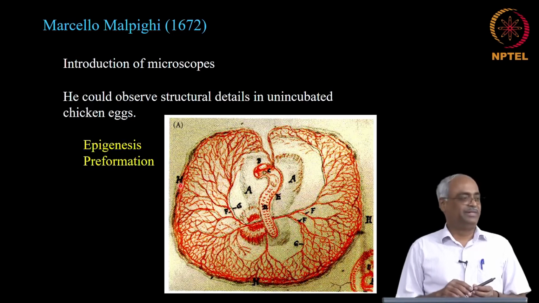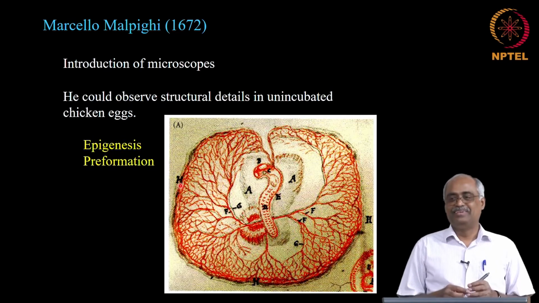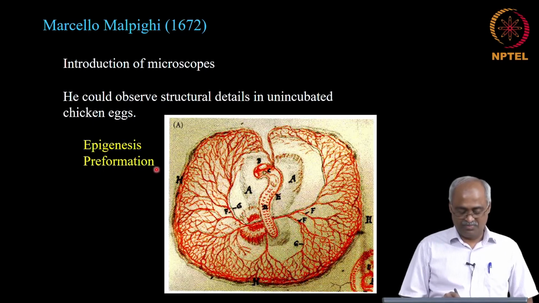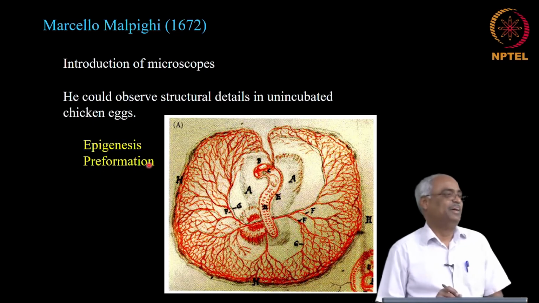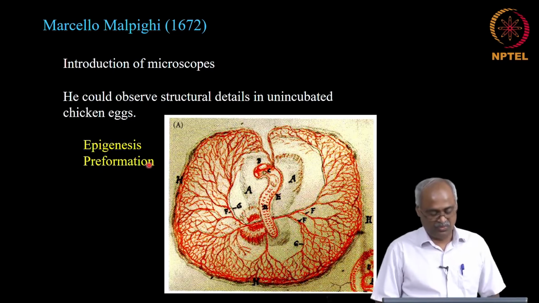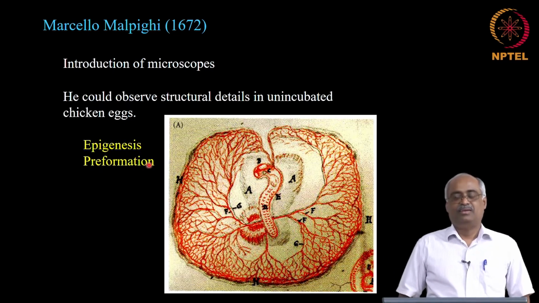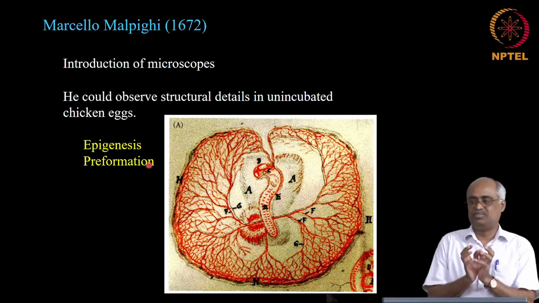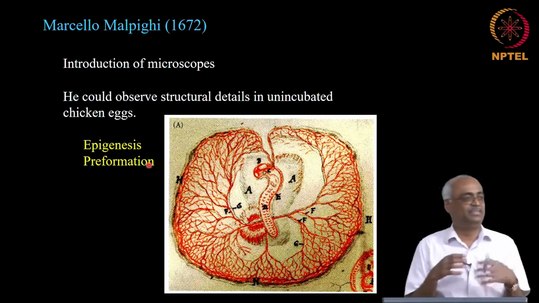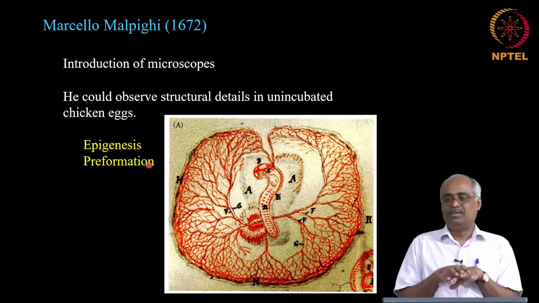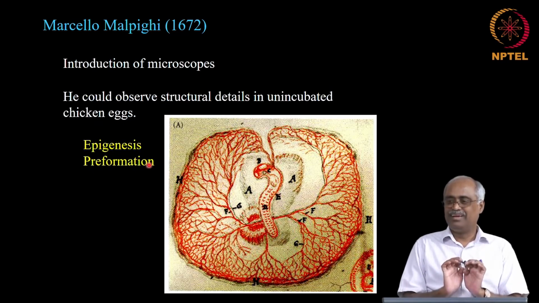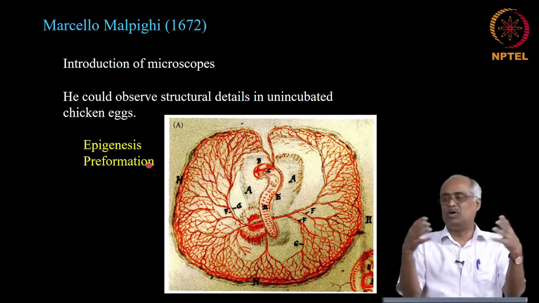But he saw too much, more than what is there. So, that led to a hypothesis called preformation, and what these preformationists proposed was this: the entire body, like the human body, including external morphology and internal structures, everything is preformed in a miniature form, and that is already there, and now you need to unfold it and allow it to grow.